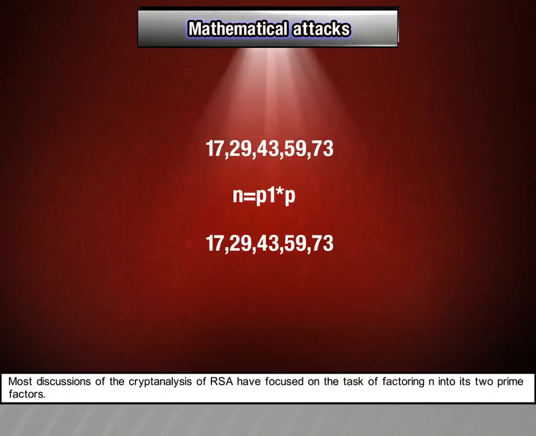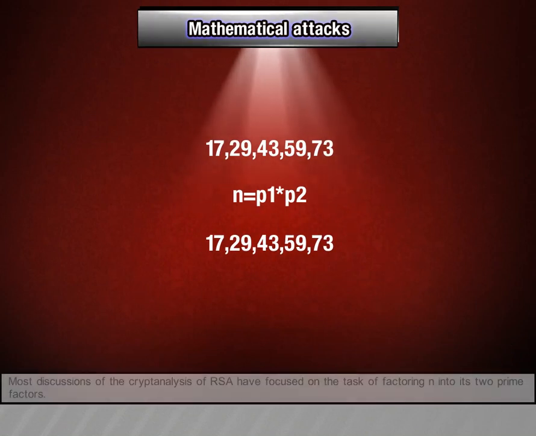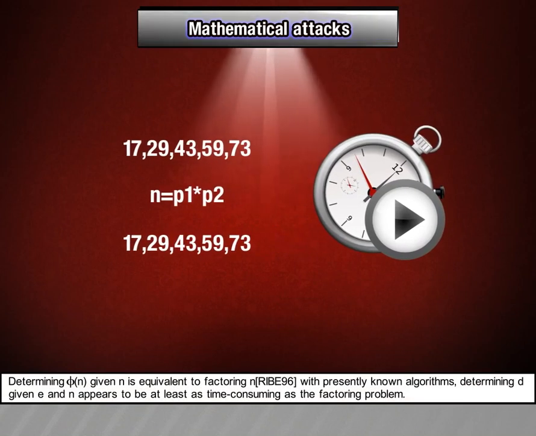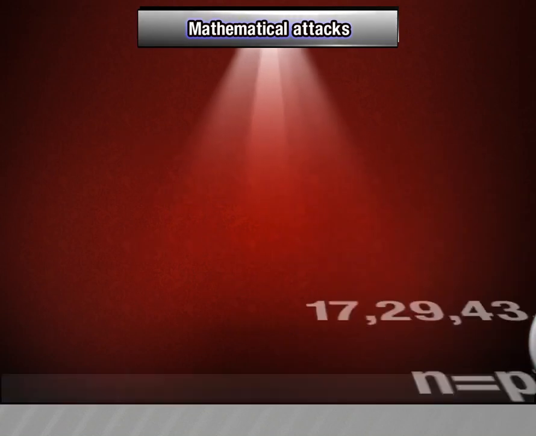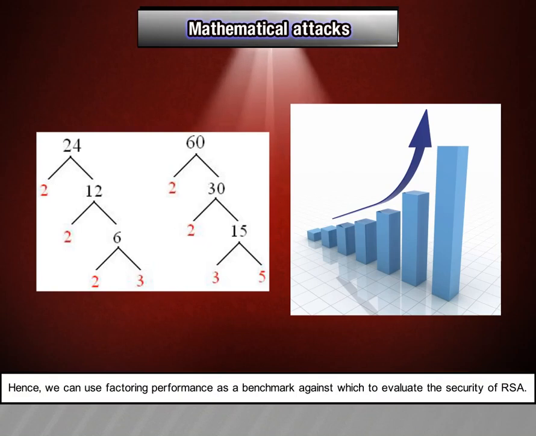Most discussions of the cryptanalysis of RSA have focused on the task of factoring n into its 2 prime factors. Determining phi of n given n is equivalent to factoring n [RIBE96]. With presently known algorithms, determining d given e and n appears to be at least as time-consuming as the factoring problem. Hence, we can use factoring performance as a benchmark against which to evaluate the security of RSA.